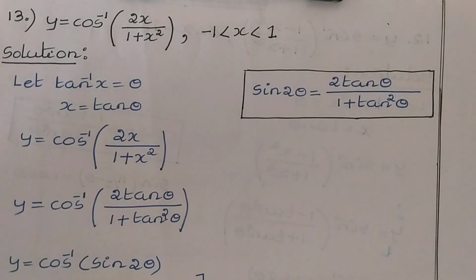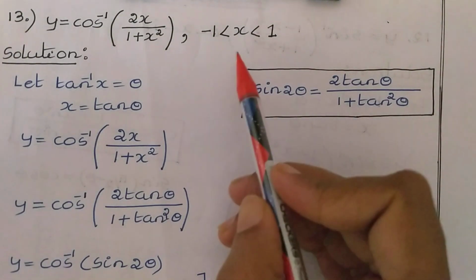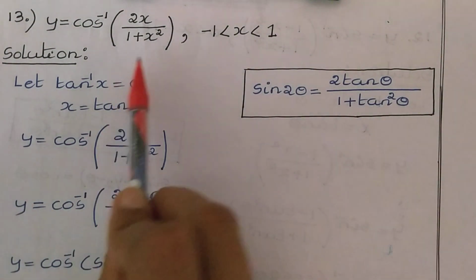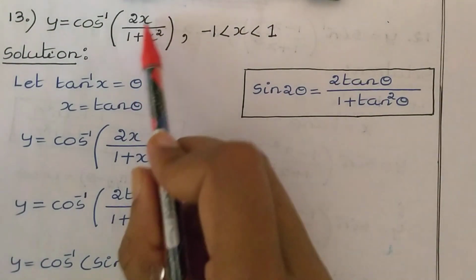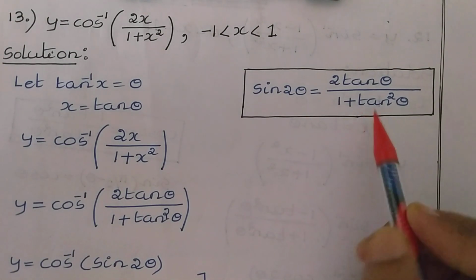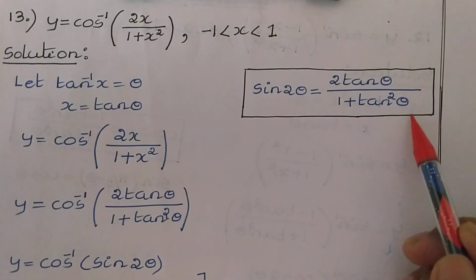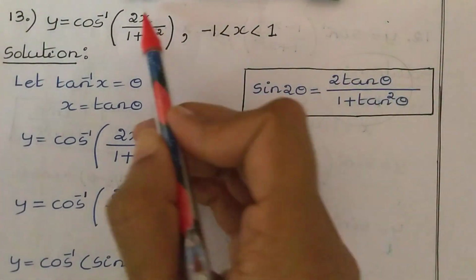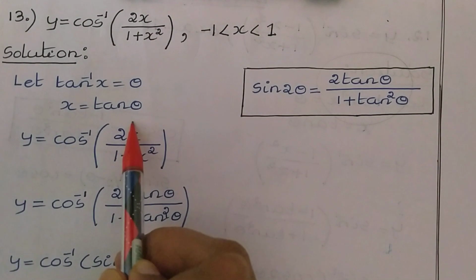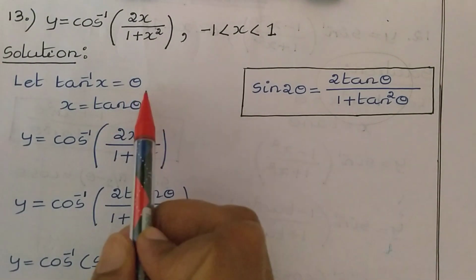Question number 13. y is equal to cos inverse of 2x divided by (1 plus x square), minus 1 less than x less than 1. Again, we have to apply the same method. You can take this x as tan theta, because we have a trigonometric identity, sin 2 theta is equal to 2 tan theta divided by 1 plus tan square theta. If you compare this with this, both are similar. That's why I am taking x as tan theta. So let us take x as tan theta, then we get tan inverse x is equal to theta.